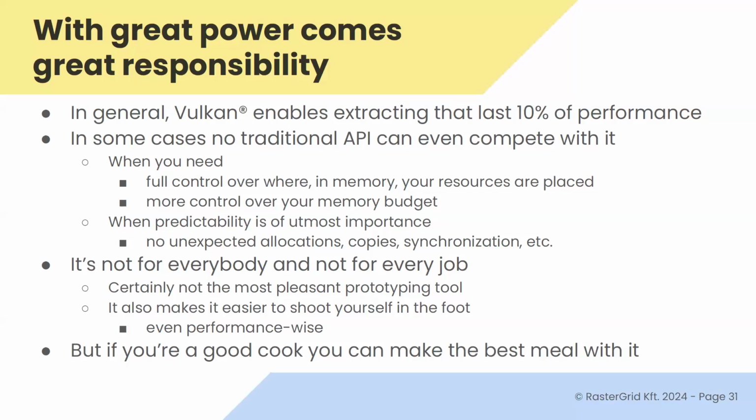If your application really needs to be very careful about its memory budget, if it really needs to know where it places that data, what kind of memory, what kind of coherency and caching behavior you want with it, or in general just wants predictable performance, so that you won't get hidden copies in the most time critical part of your processing if you're doing something real time or soft real time, then there's really no other option. But of course, Vulkan is also not for everybody and not for every job.